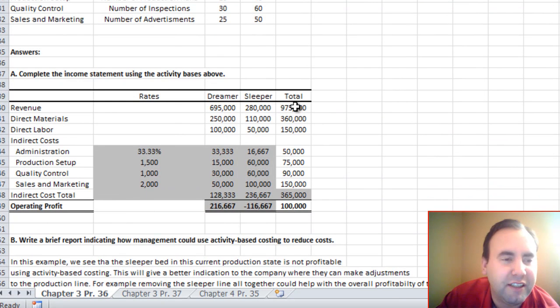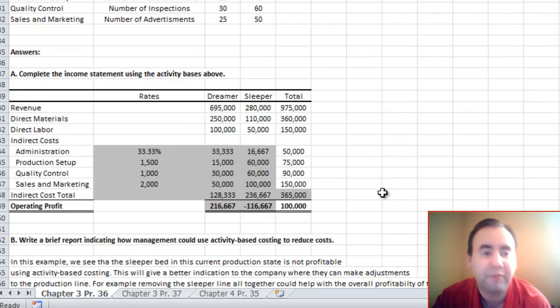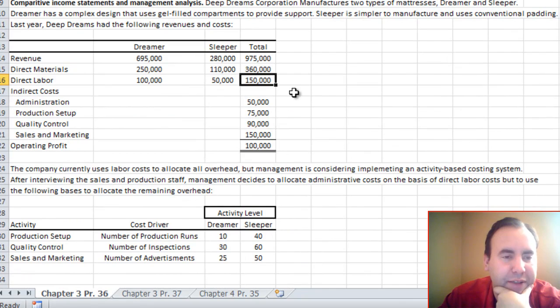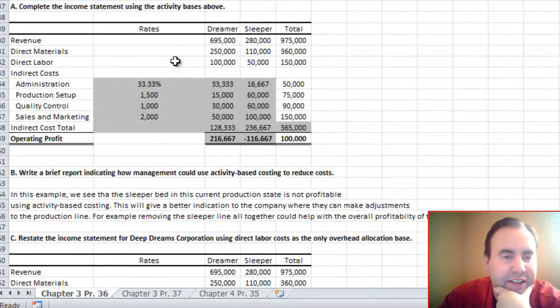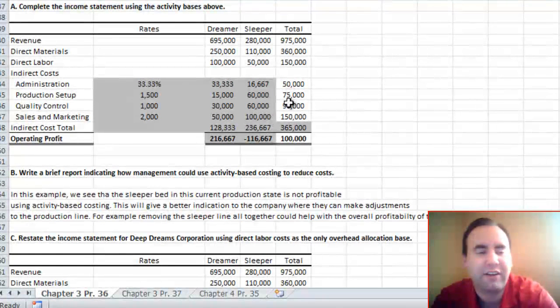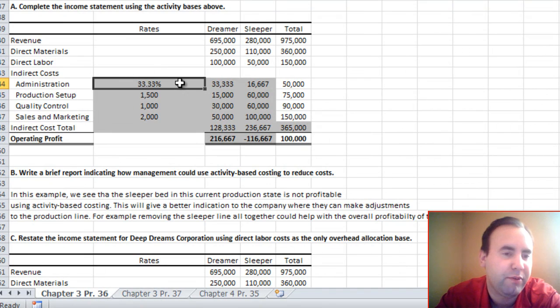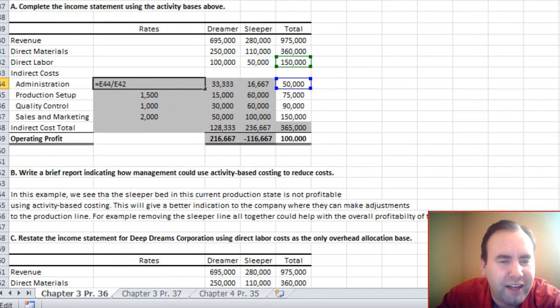Our first question is, complete the income statement using the activity bases above. For this one, we're going to look at our revenue. We're just going to copy the exact same thing from up here down to here, and add in a rates column. Let's go through all these calculations, which are the gray boxes here. First off, we have the 33.3%. How do we get that, and what is it? We divide the administration costs by the direct labor, which gives us 33%.